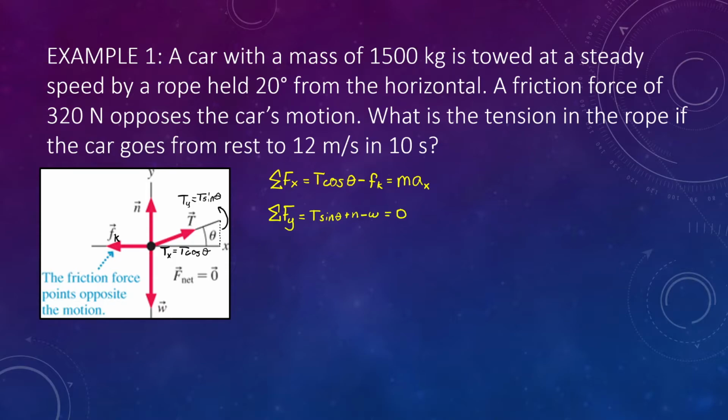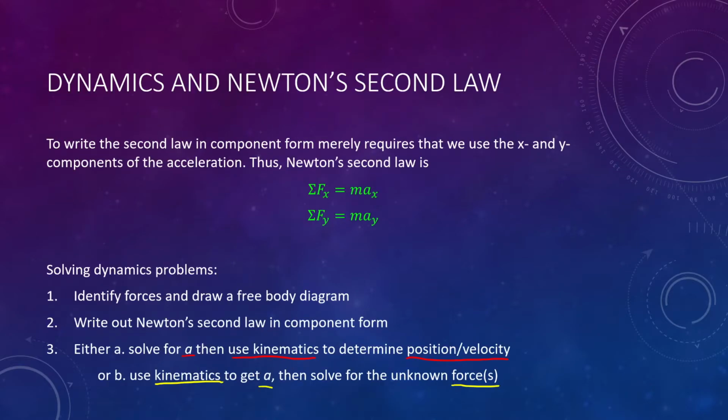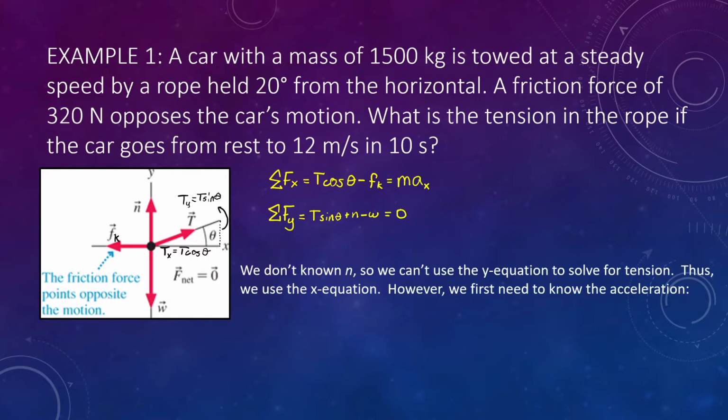Now we have to think about solving. Let's think about our problem-solving strategy. I'm going to hop back for a second. So in this case, we are told to solve for the tension in the rope. In other words, we are asked to figure out a force. So we should use kinematics to get the acceleration. So let's do that. We want to solve for the tension. We can't use the second equation here because we don't know what the normal force is, which means we have to use the x equation to solve.